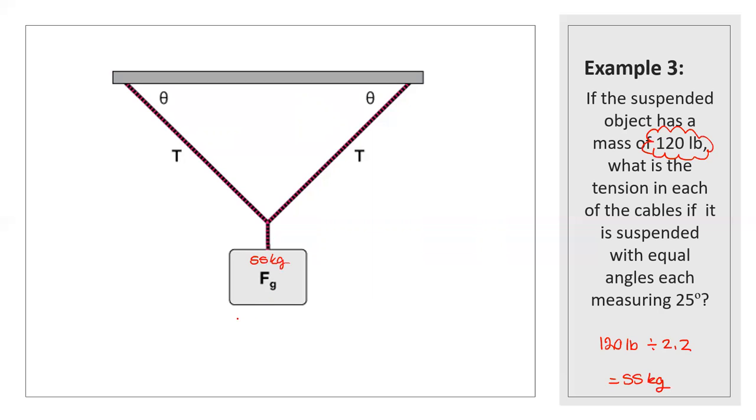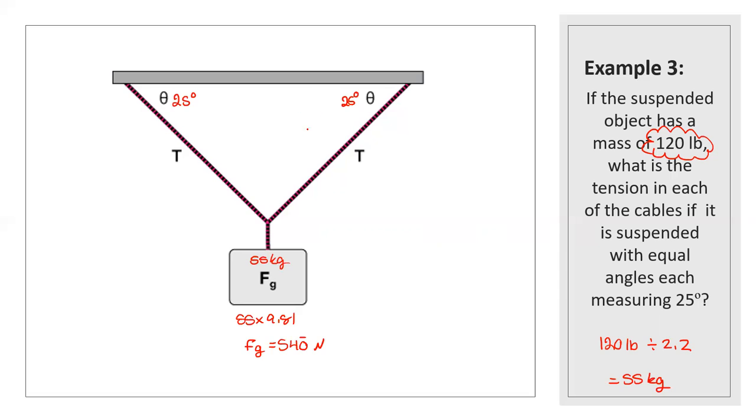Which means our force of gravity is equal to 55 times 9.81, which leaves us a force of gravity equal to 540 newtons. And that's just rounded to a whole number, rounds to 540. Okay. Now it tells us the angles each measure 25 degrees. So you've got that in there.